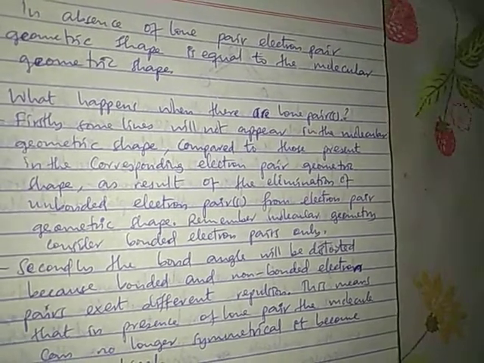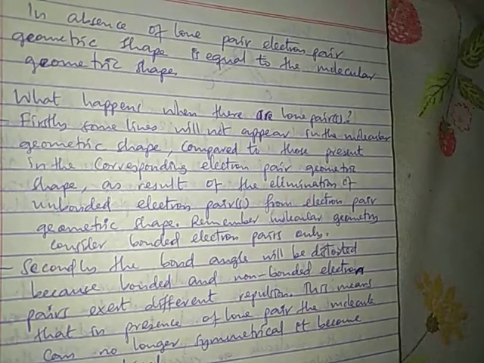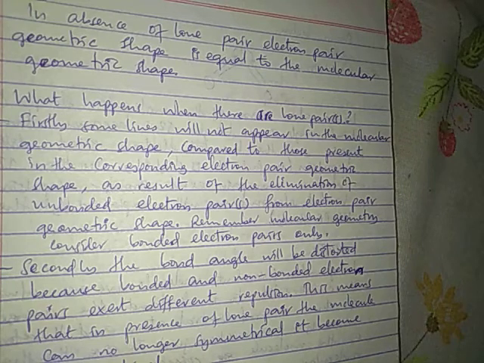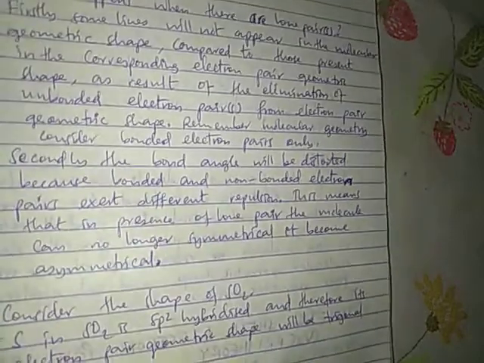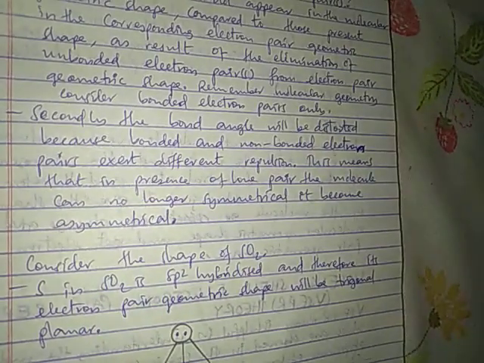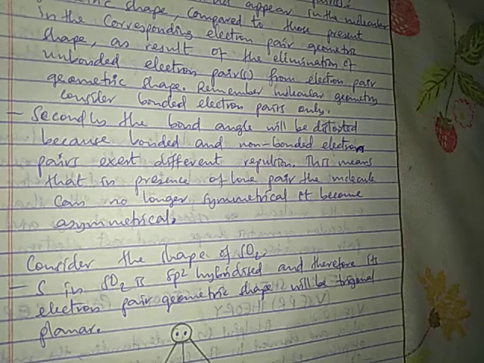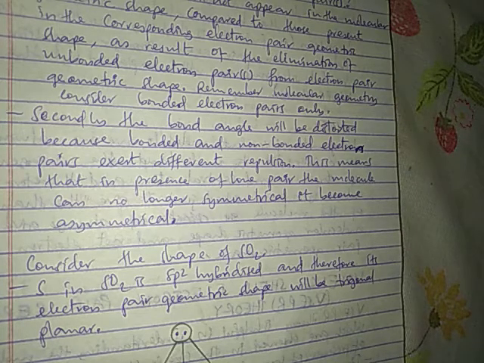Now what happens when there are lone pairs? First, some lines will not appear in the molecular geometric shape compared to those present in the corresponding electron pair geometric shape, as a result of the elimination of unbonded electron pairs from the electron pair geometric shape. Now remember, molecular geometry considers bonded electron pairs only. Secondly, the bond angle will be distorted because bonded and non-bonded electron pairs exert different repulsion. This means that in the presence of a lone pair, the molecule can no longer be symmetrical, it becomes asymmetrical.